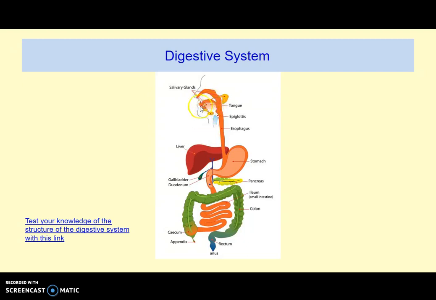We will start with our physical digestion in the mouth here, and the teeth will break up the food. Your salivary glands will release saliva, which contains certain chemicals. It's got enzymes in it, salivary amylase. It will start chemical digestion. That will then travel down the esophagus into the stomach. Again, we've got more chemical digestion, more enzymes.